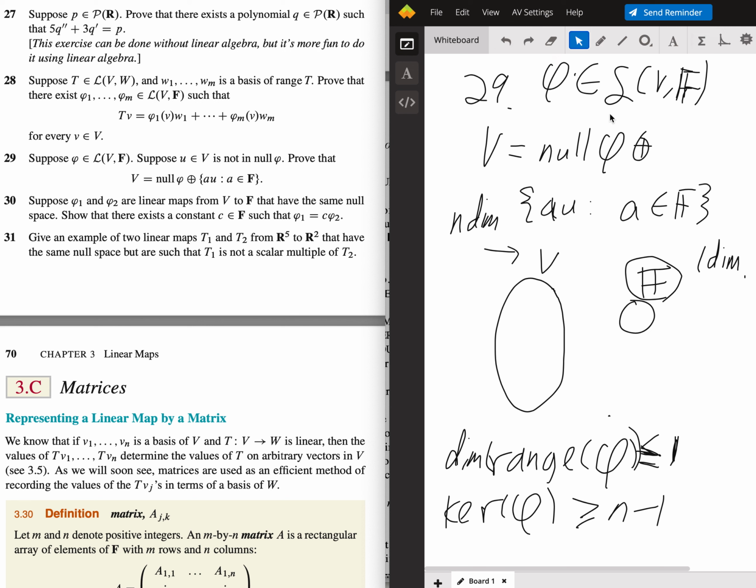So then from here, you get a sense of what's going on. You can do casework, because the dimension is less than or equal to 1, right? There's only 2 cases to consider. One, that the range actually is just 0, and that's possible. So I'll consider that case first.